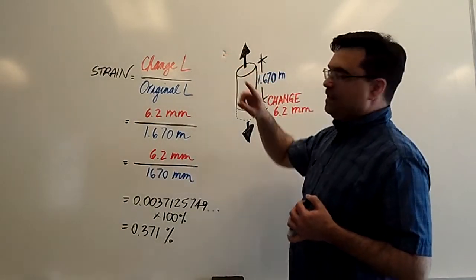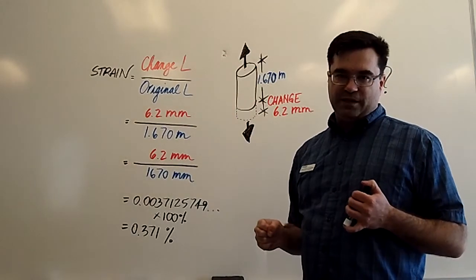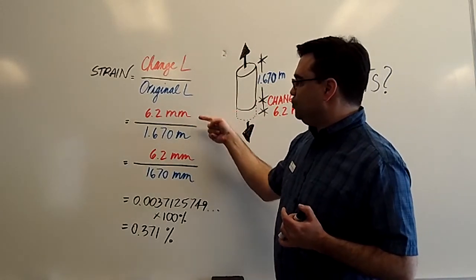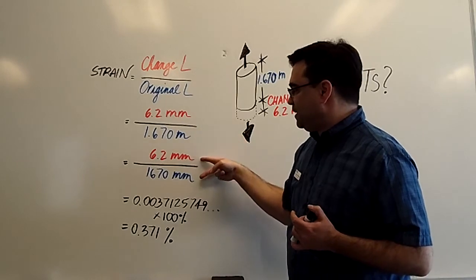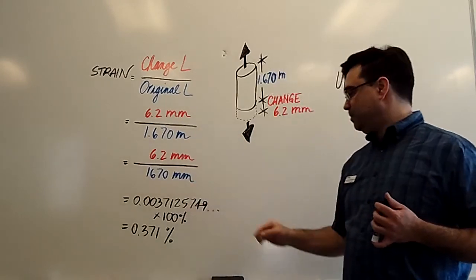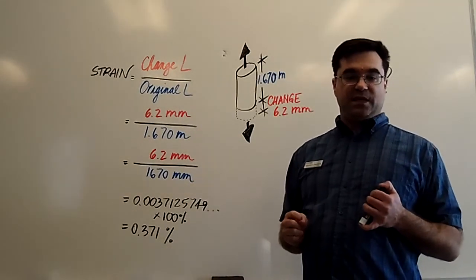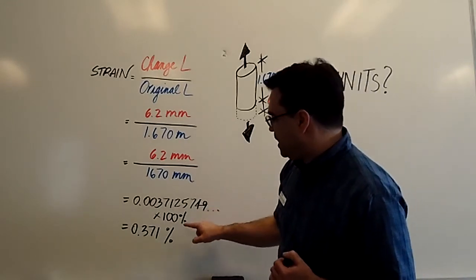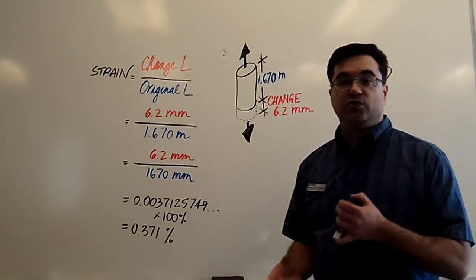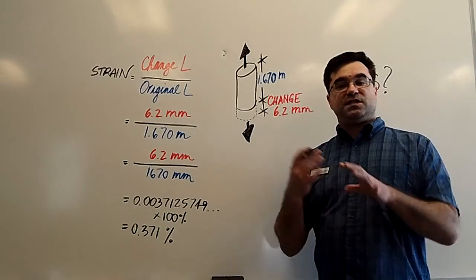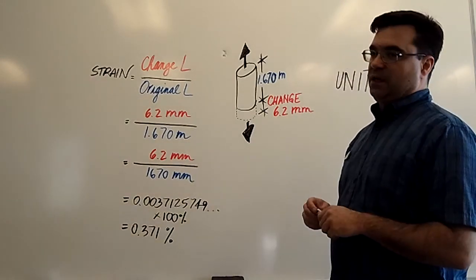Again, change in length divided by original length. Make sure that the units match so that they cancel each other out, because strain is unitless. And if it makes more sense, convert it to a percentage so that maybe you can evaluate whether this is a brittle material or a ductile material.